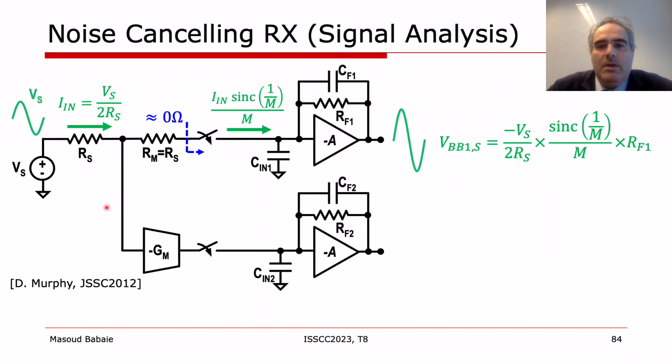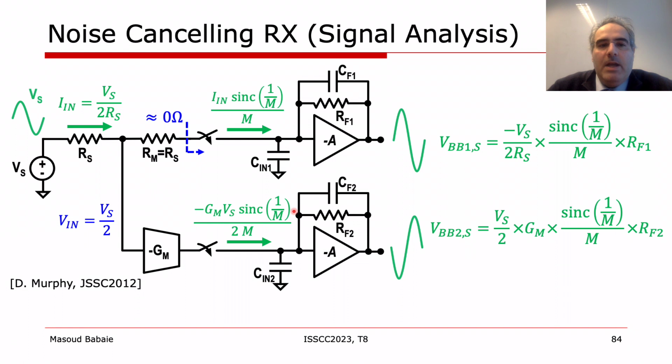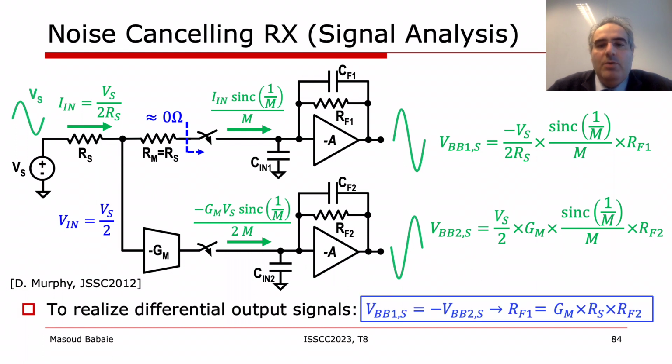Then we focus on the auxiliary branch. Its input voltage is equal to Vs over 2, which is converted to an RF current by the -Gm cell and then converted to a baseband current and generates a baseband voltage at the output of the auxiliary receiver, which can be calculated by this equation over here. To have a differential output signal, Rf1 must be equal to the product of Gm, Rs, and Rf2.